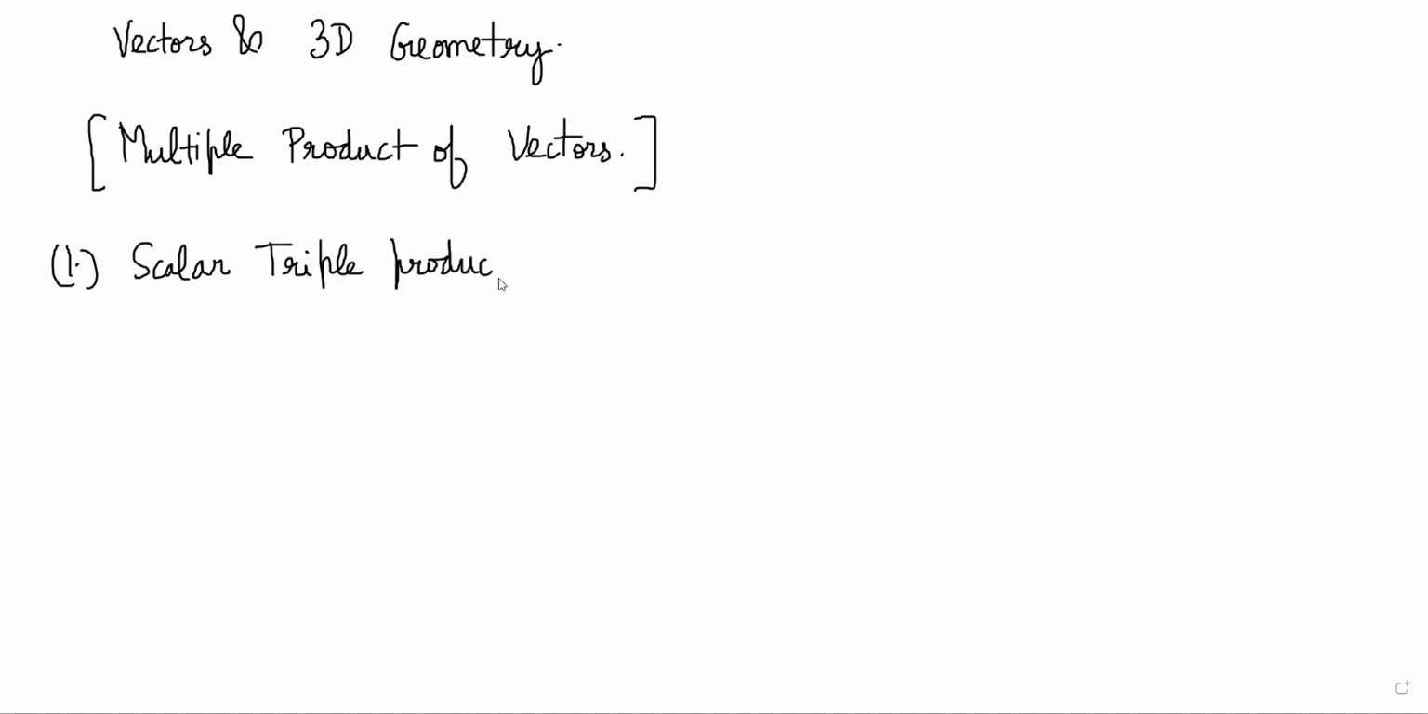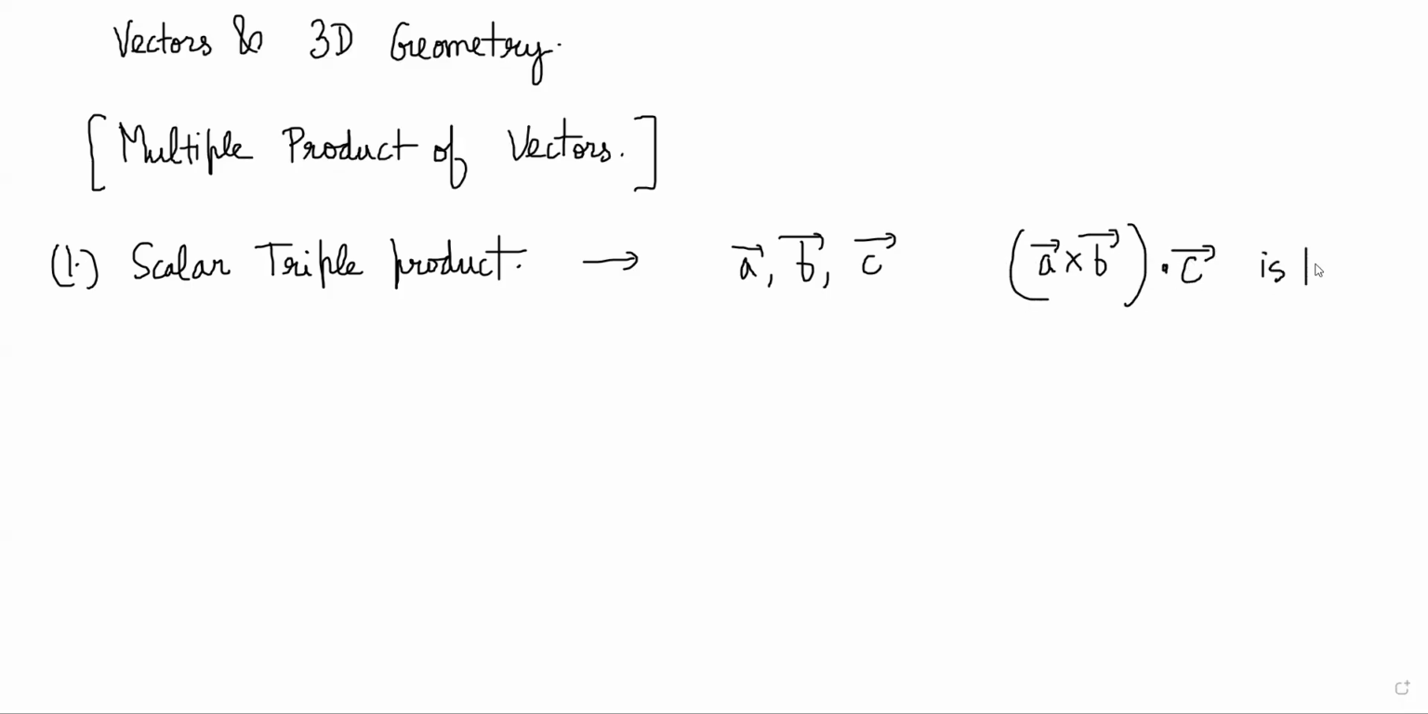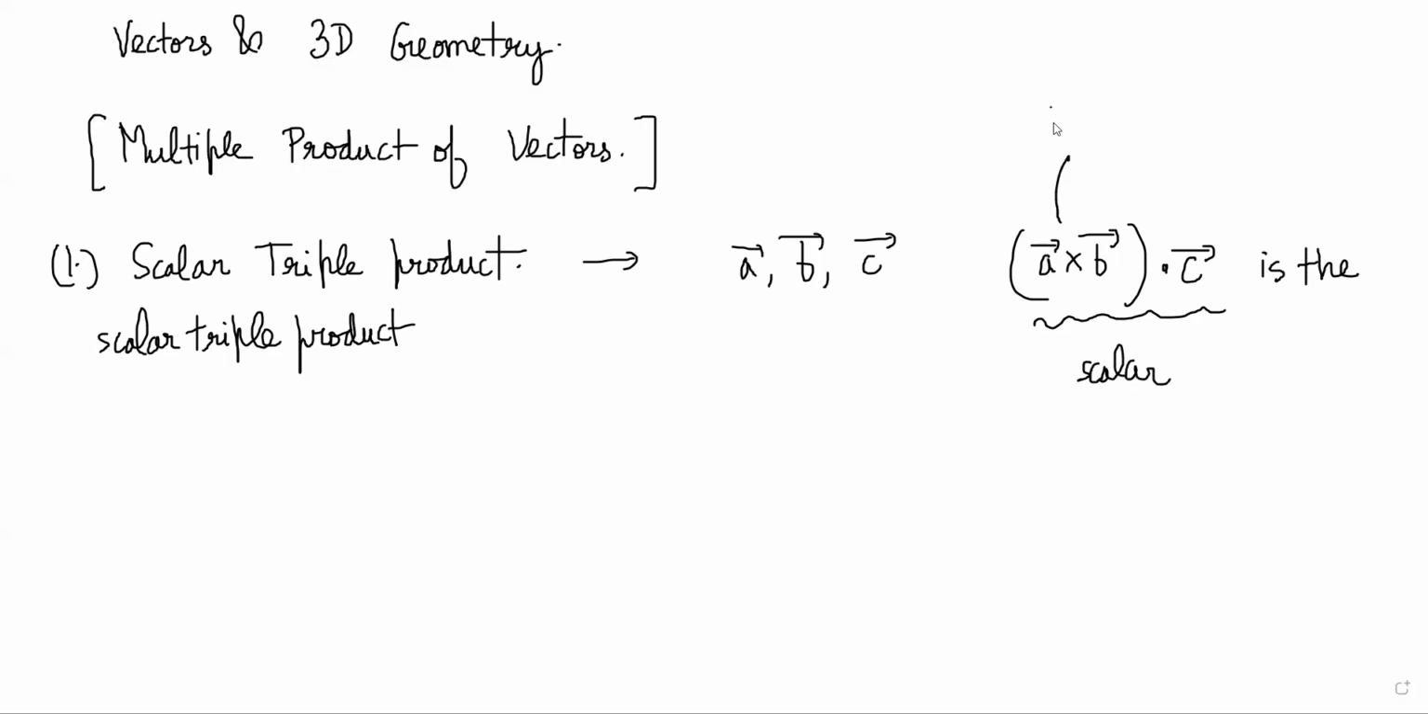Scalar triple product. So basically, if you have three vectors, A, B, and C, then the quantity A cross B dot C is the scalar triple product. First of all, you have to realize here that this thing is going to come out as a scalar because the cross product here is a vector, and a scalar product of that vector with another vector will give us a scalar, right? Dot product with this. So this is my triple product.